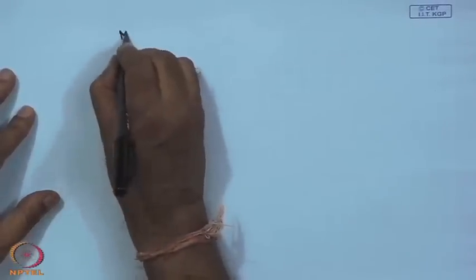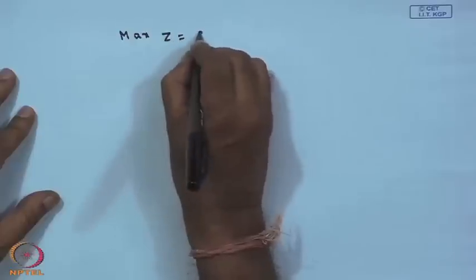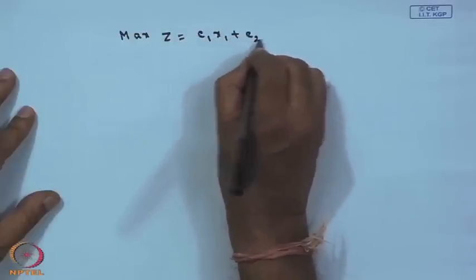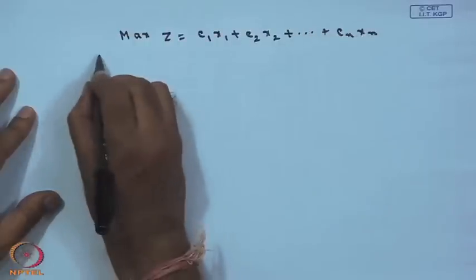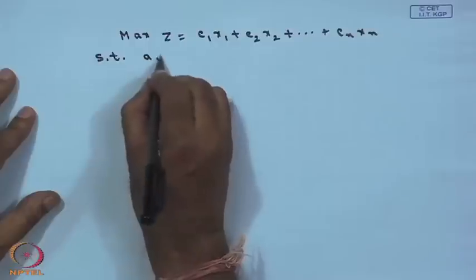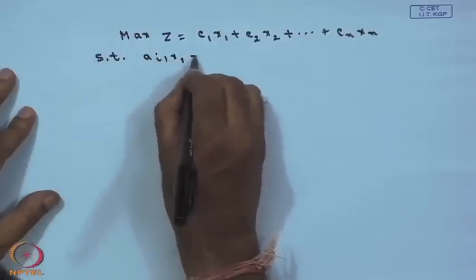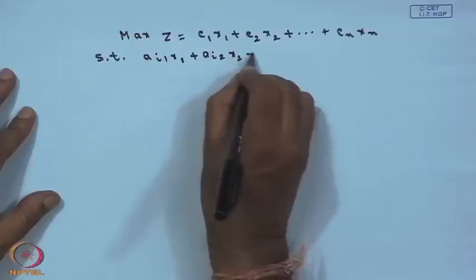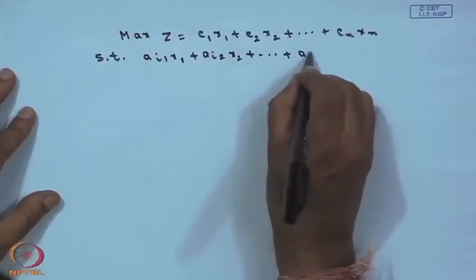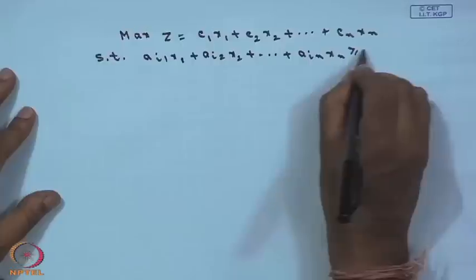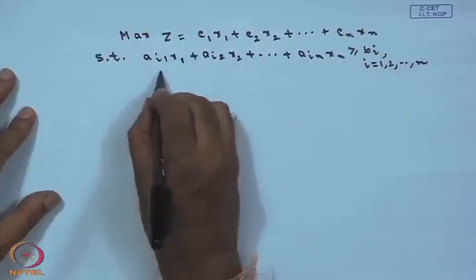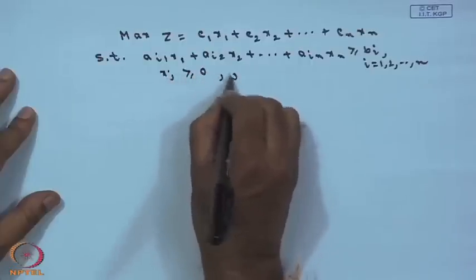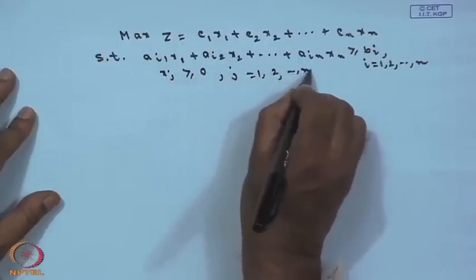Therefore, if I have to rewrite the problem, say your original problem is: maximize z equals c1 x1 plus c2 x2 plus ... plus cn xn, subject to ai1 x1 plus ai2 x2 plus ... plus ain xn greater than or equal to bi, i is 1 to m, and your xj is greater than or equal to 0, j equals 1 to n number of decision variables.